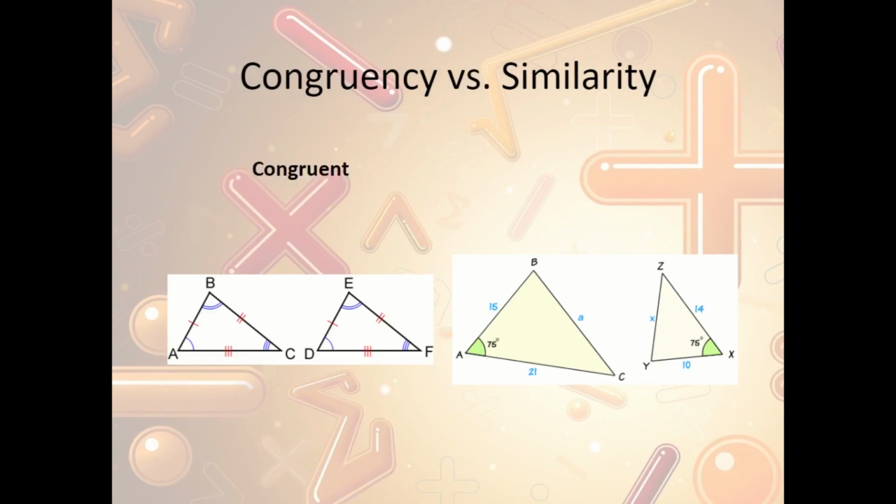So congruency versus similarity. Congruent figures have all the same sizes. So notice both of my triangles here have exactly the same angle measures and same side lengths. They look exactly the same. That is congruent. Now similar means that it's blown up or shrunk down. So it's the same shape. It's proportional, but it's not the same size. It blows up or shrinks down. So we can see that this triangle here is this one blown up.